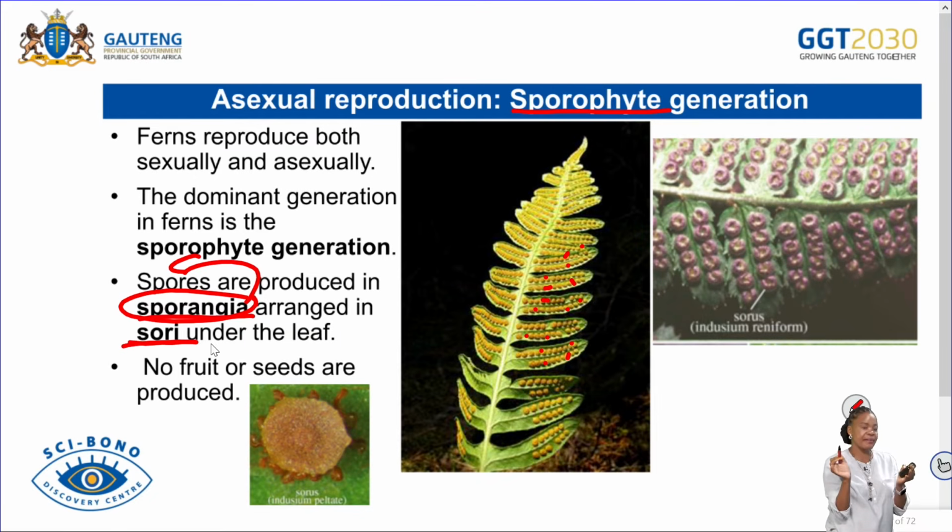So the very same thing is happening with what? With the ferns. They do not bear seeds or fruits. So they only bear what? Spores. So this is how the spores are being produced. They are inside the sporangium, which is under the what? The sorus. So that's how it reproduces asexually on the sporophyte generation, by means of the spores.